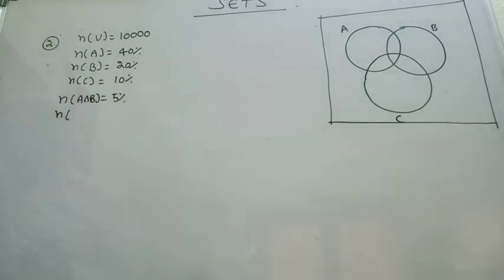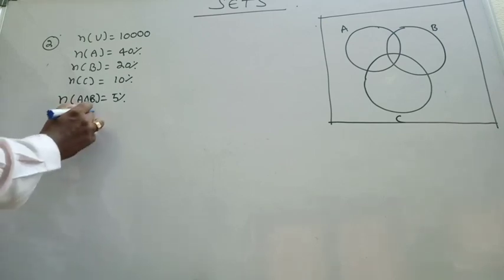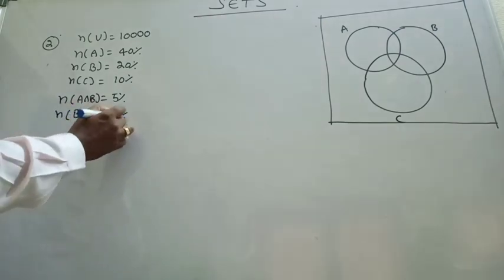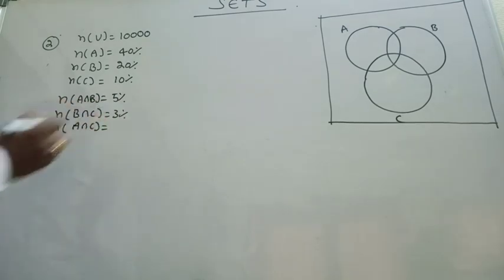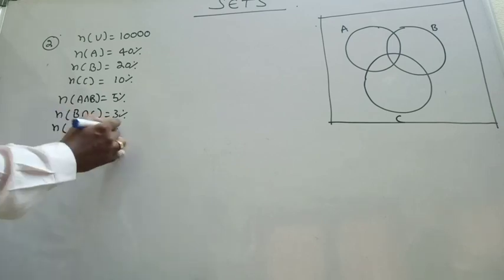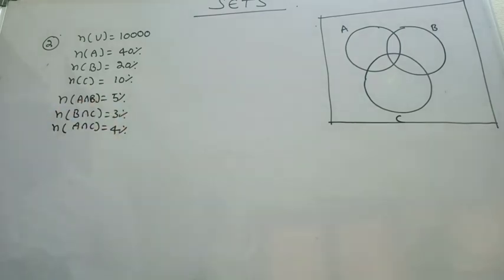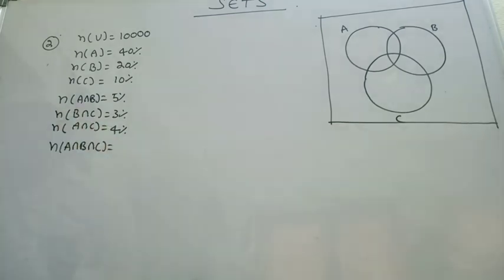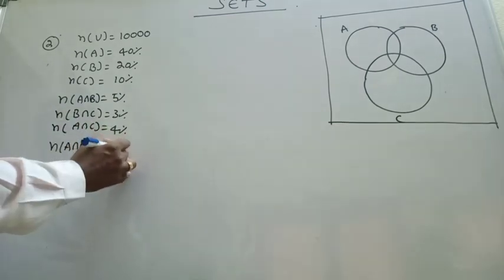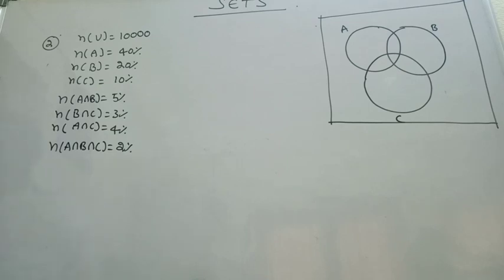Next, n of B and C, 3% buy B and C. Next n of A intersection C is equal to 4%. Very good. And 2% of families buy all the three newspapers, so n of A intersection B intersection C is 2%.